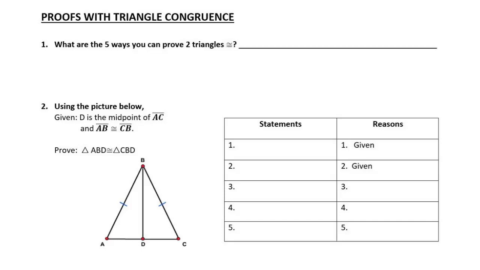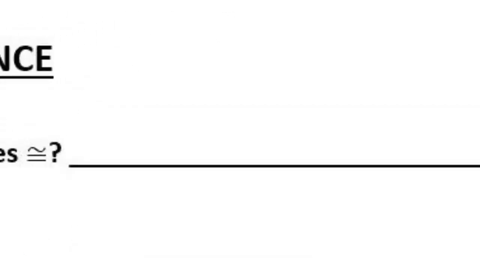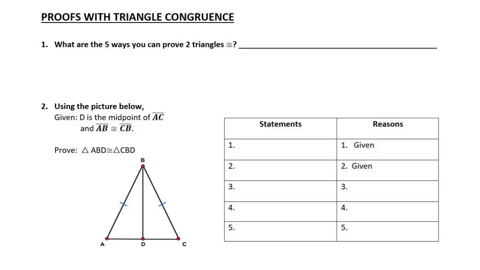We're going to be using reasons from what we did before, but we're also going to be using our 5 ways that we can prove triangles congruent. What are those 5 ways again? So I'm looking for stuff like this. What are the 5 ways that we can show triangles congruent? When I say, how do we know these two triangles are congruent, which one can we use? That's what I'm looking for right now.